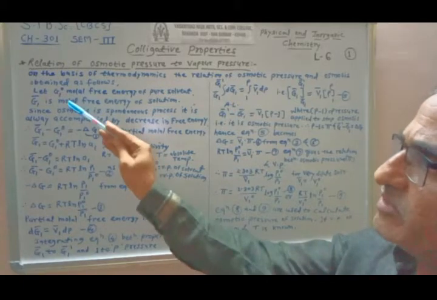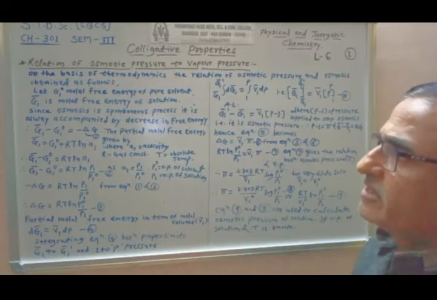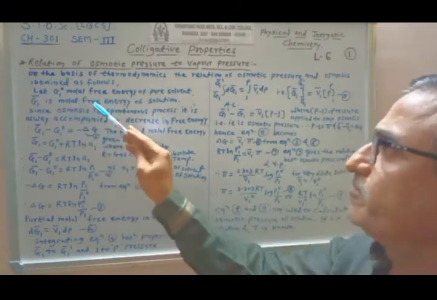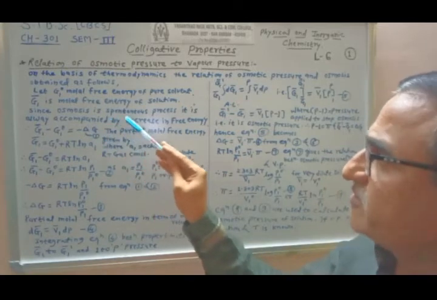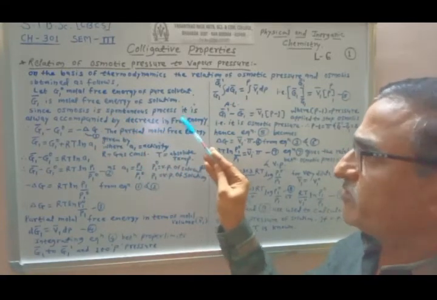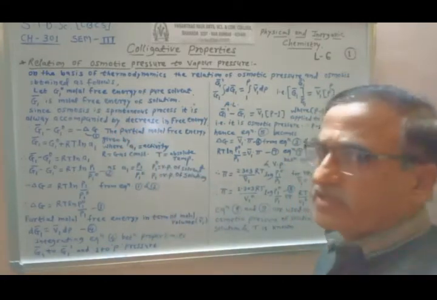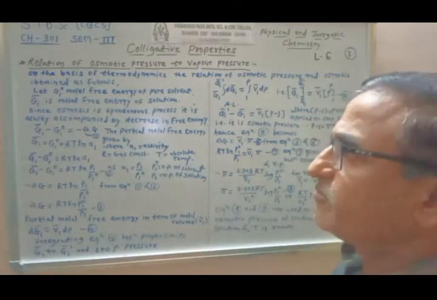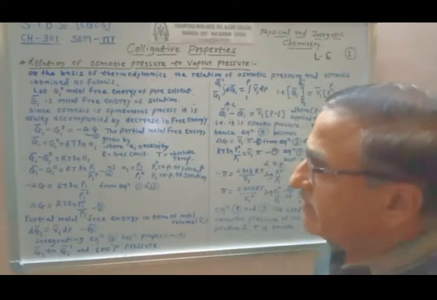Let G1⁰ be the molar free energy of pure solvent and G1 bar is the molar free energy of solution. Since osmosis is a spontaneous process, it is always accompanied by a decrease in free energy. So all the natural processes are accompanied by a decrease in energy.